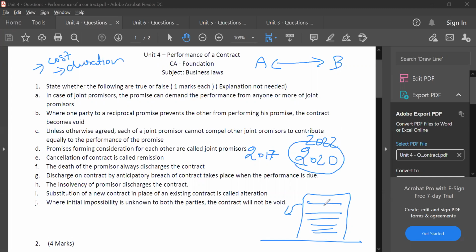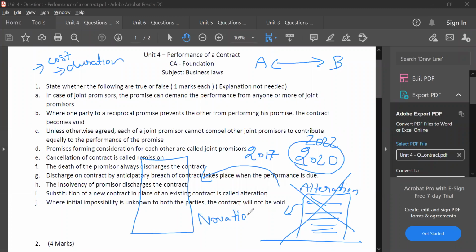If I'm going to change a few terms in the contract, it is called alteration of a contract. But if I am going to cancel this contract, terminating the old contract and entering into a completely new contract in its place, that is called novation of a contract. So if you see the point you asked, point number I, substitution of a new contract in place of the existing contract is called novation, not alteration. Alteration means the same contract with a few terms changed. Understood?